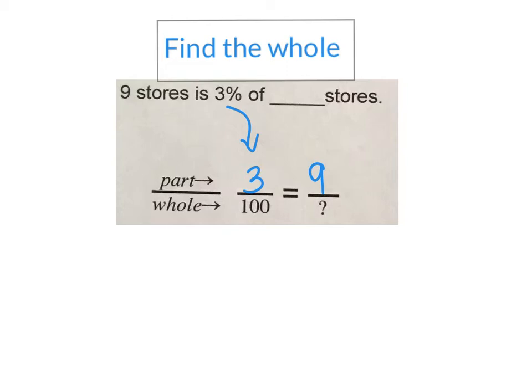And I'm going to use some mental math to solve this time. Thinking about, okay, how do I go from 3 to 9? Multiplying by 3. So I have to do the same, multiply by 3 here. So my answer would be 300 stores. 9 stores is 3% of 300 stores.